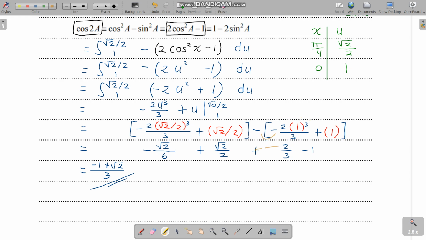Minus times minus is plus, minus times plus is minus. So we can use a calculator here. We're going to get root 2 over 3. So actually here you can just use a calculator for the whole expression, and you're going to get minus 1 plus root 2 all over 3. So that's the final answer.